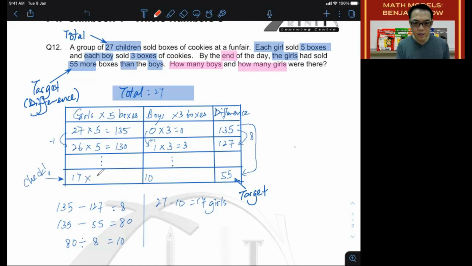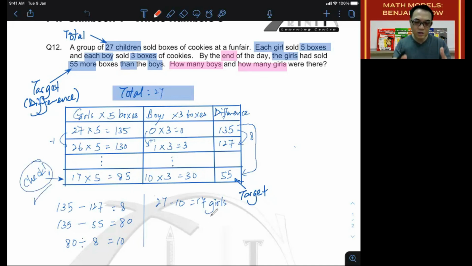You take 17 and you multiply by the number of boxes. How many is that? Okay, if you said 5, then you're right. So this is now 85. And how many boxes did the boys sell? The 10 boys. If your answer is 30, then you're right. So 85 minus 30 would give you 55, and that tells you that your answer is correct.